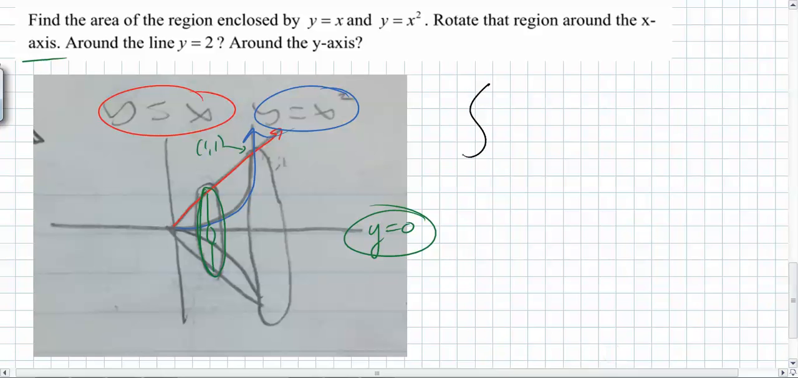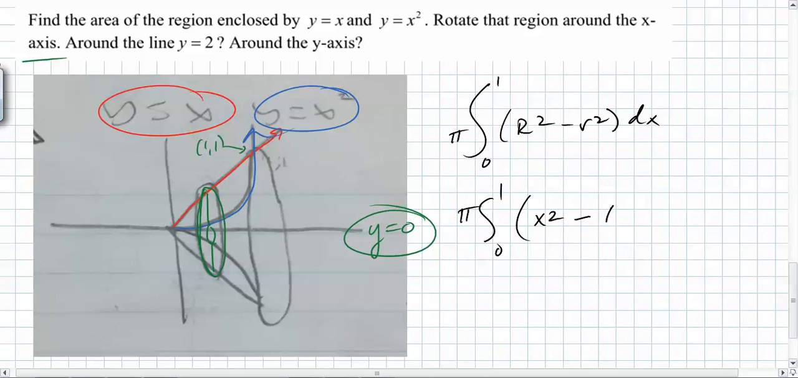We're integrating with respect to x. So you have pi. What's the lowest x value? Left is 0, and then it goes to what? Why do we know it goes to 1? They intersect at 1, 1. So you have dx, that's good. And in this case, what's our bigger radius going to be? Just x, because you're going from 0 all the way up to the function. What is the function? y equals x.